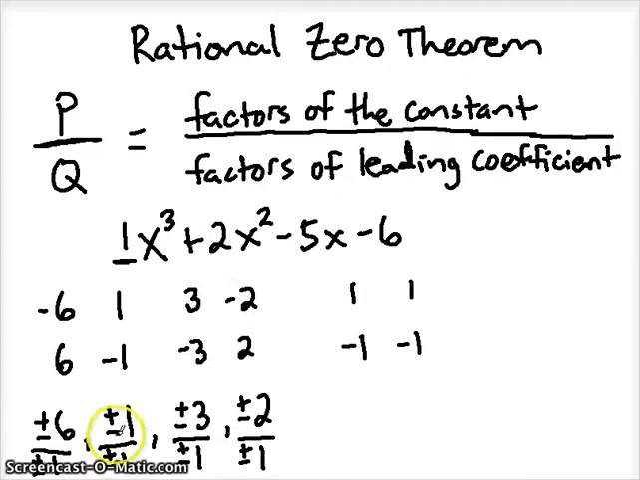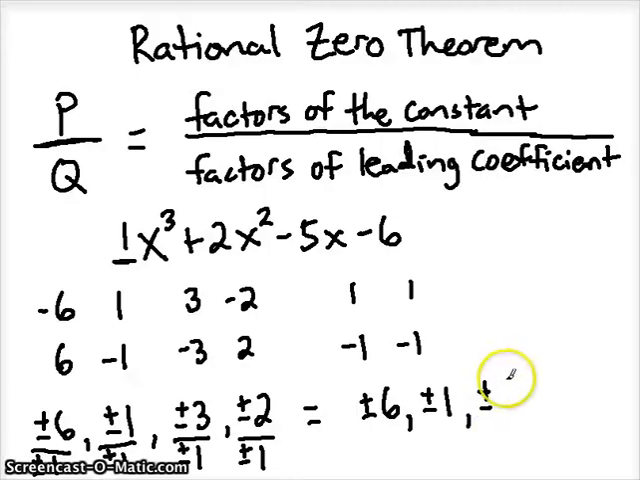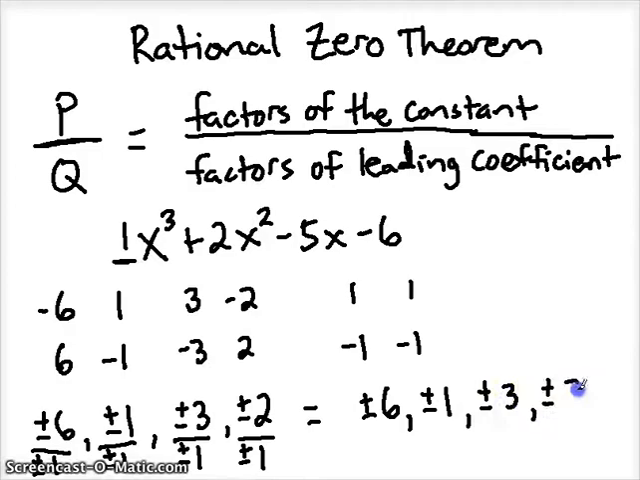Since we have a ratio here, we want to simplify that ratio. So positive and negative 6 divided by positive and negative 1 would just give us positive or negative 6. So we can take that 1 out of the denominator when we simplify. Really, we could do the same thing for all of them. So all of our possible zeros are listed there. We got 2, 4, 6, 8 possible zeros.